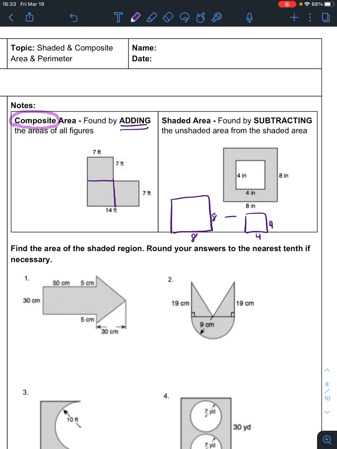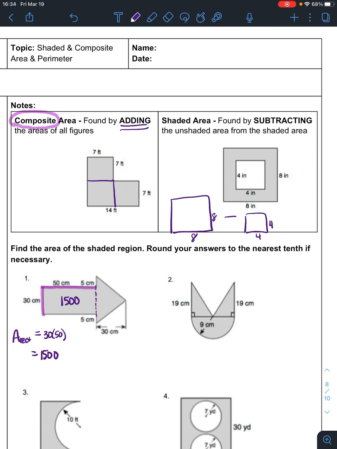So if I look at this arrow in number 1, if I draw in this line right here, what I see is I have a rectangle and I have a triangle. So first, let's look at the rectangle. The area of the rectangle is base times height. So I have my base and my height of my rectangle. My rectangle is 30 times 50, and it's just base times height. So 30 times 50 is 1,500. So the area of the rectangle is 1,500. And I like to put it right here in the shape so that I don't forget about it.